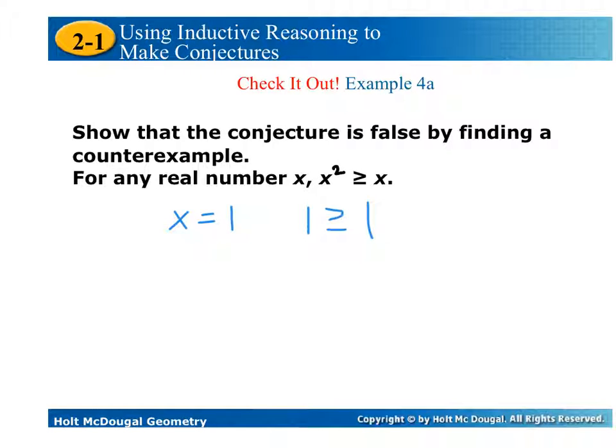Okay. So what's another number, now that we know what real numbers are? Can anyone come up with an example to prove this to be false? I could say -1, right? So let's say x is equal to -1. Then what is -1 squared?